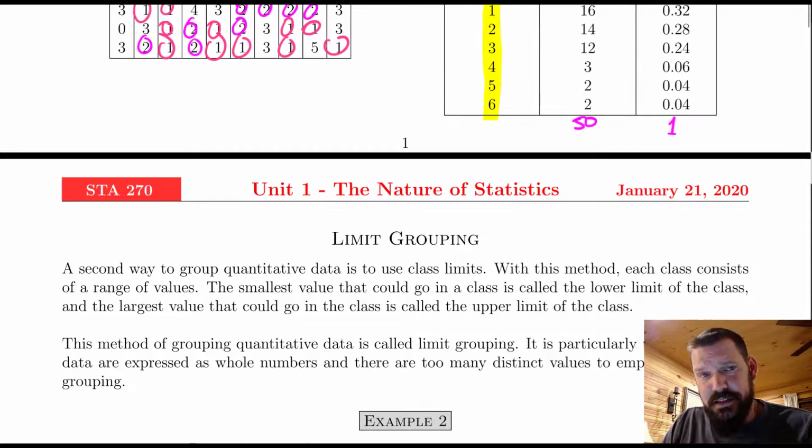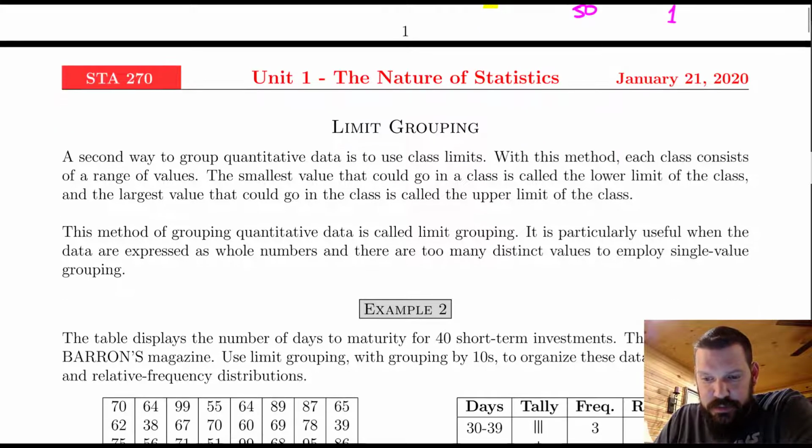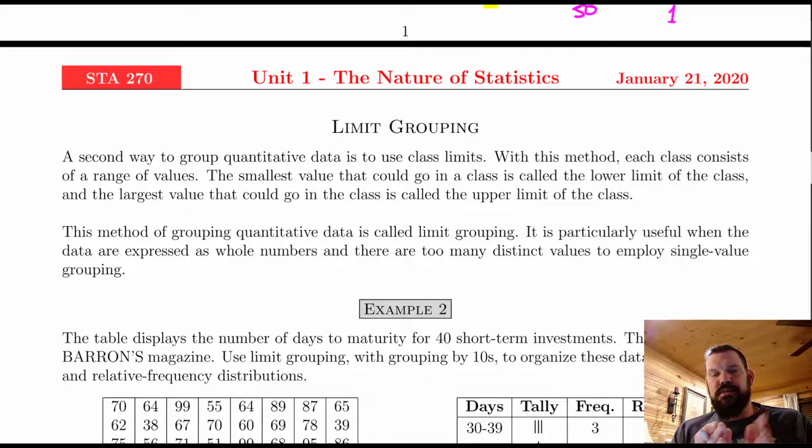But then the next grouping type is something that might be new to a few of you. It might be something you're not used to, and it's going to take practice. You guys will get this, I promise. So the second type of method for organizing quantitative data is called limit grouping. And limit grouping is we express our data points in a range of values.